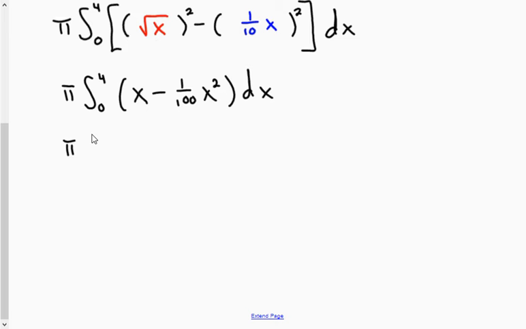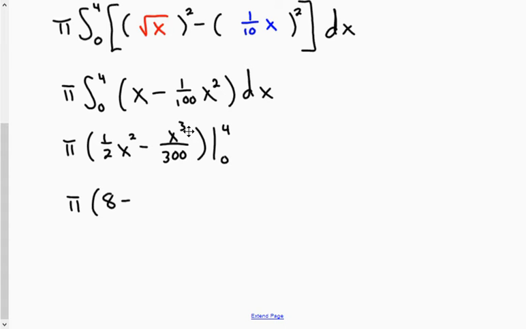So antiderivative of x would be 1/2 x squared minus, I almost took a derivative there. I'm going to add 1 to the exponent and get x to the third. Then I'm going to divide by 3. So I'm going to wind up with x to the third over 300. And I do that from 0 to 4. So now I've got pi times, plug 4 in there, I get 16. Half of 16 is 8. Minus 4 cubed is 64 over 300.